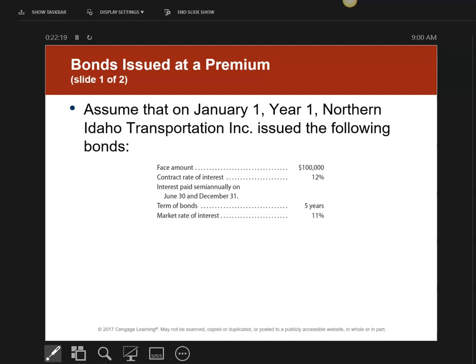We are now continuing with how to journalize bonds issued at a premium. So if you remember from my first slide, premium means that market rate is less than contract rate. So here's the same data.